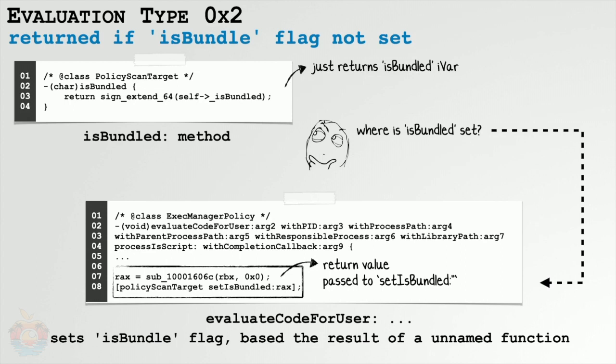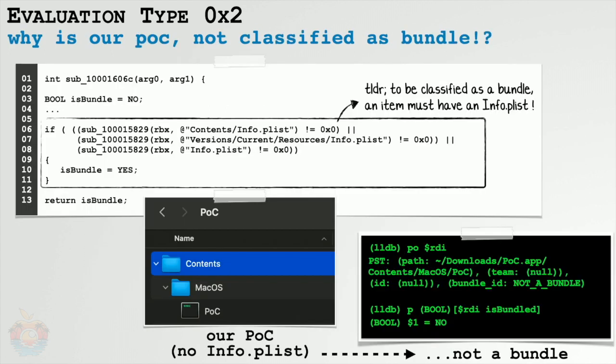There's a method named evaluateCodeFromUser, and as we can see, it calls an unnamed subroutine, and based on the return value of that subroutine, updates the isBundled variable. So now we need to dig into that unnamed subroutine to figure out why it's deciding our application is not a bundle. Well, if we look at the disassembly, the decompilation, it's very obvious.